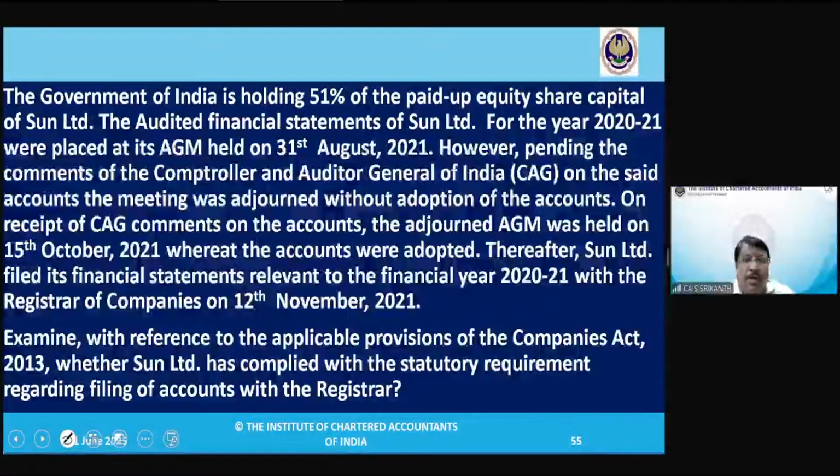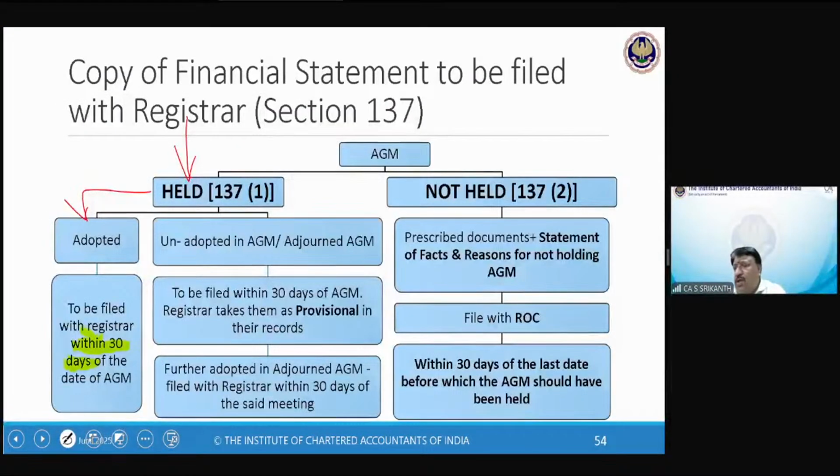Okay. But Sun Limited should have filed its provisional statements within 30 days from the 31st of August. That is the answer. Okay. So in a way, they have not complied with the requirement of section 137. Right. So I appreciate Mr. Narona for informing me about this.